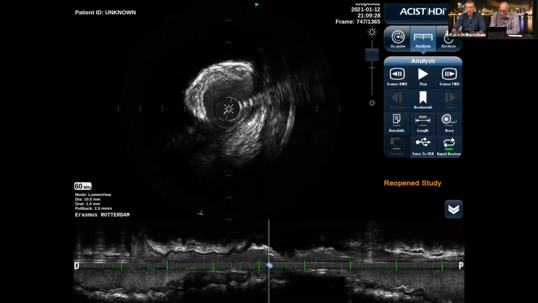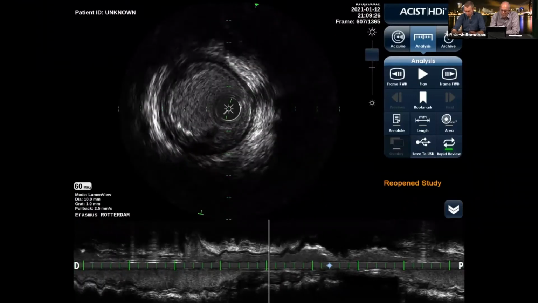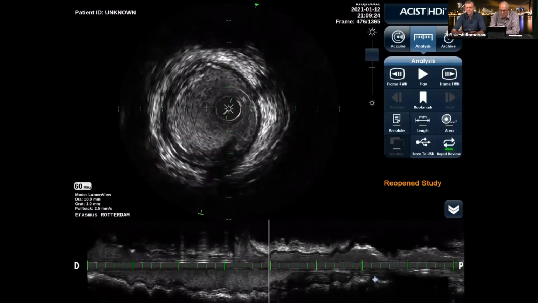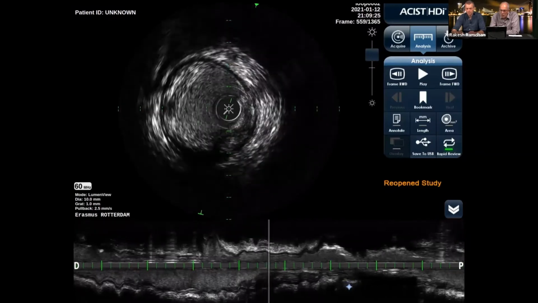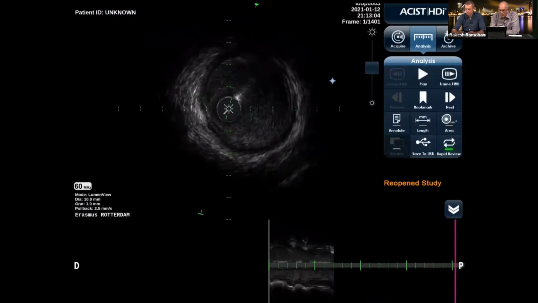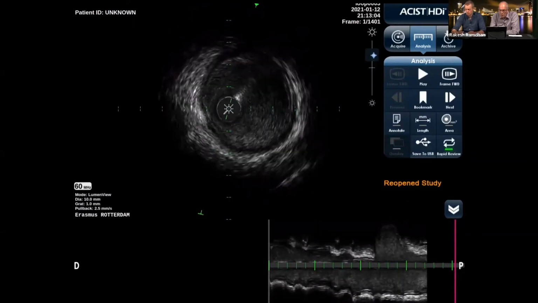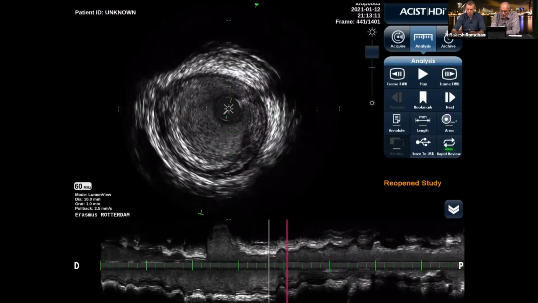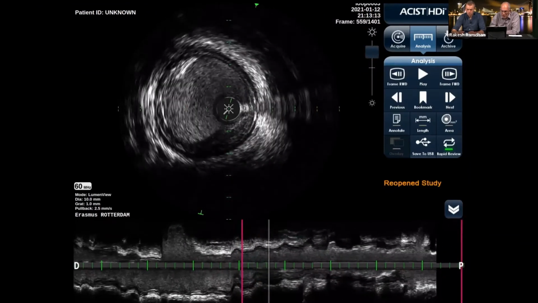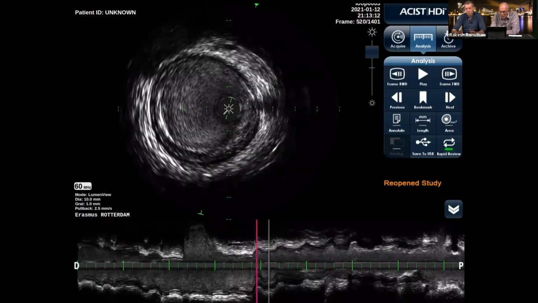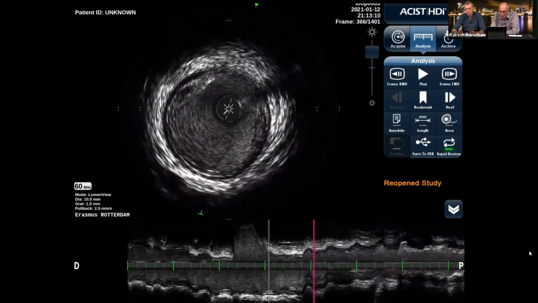In this case, the operator proceeded with pre-dilatation with a 3.5 millimeter balloon, and then repeated the imaging again. That's very good, because after pre-dilatation, you can appreciate eventual changes. So here we have the situation after the pre-dilatation. We're around this region. So a large side branch distal.